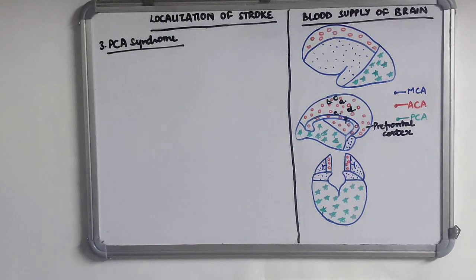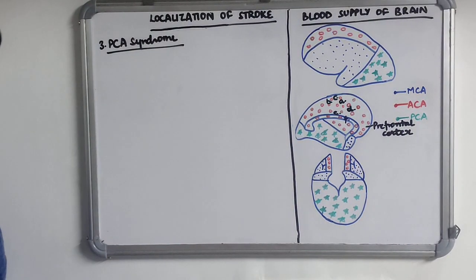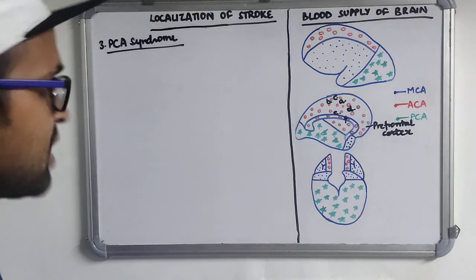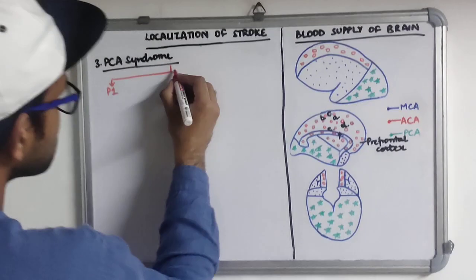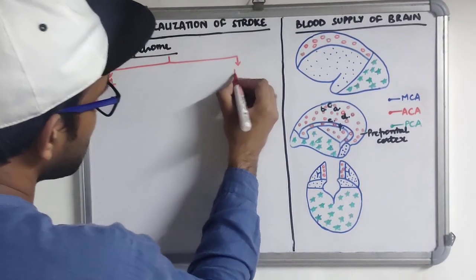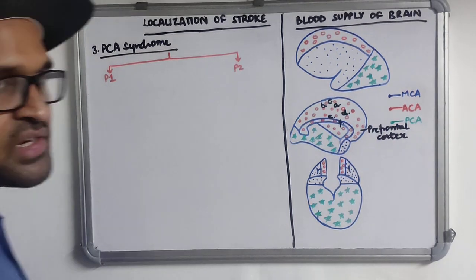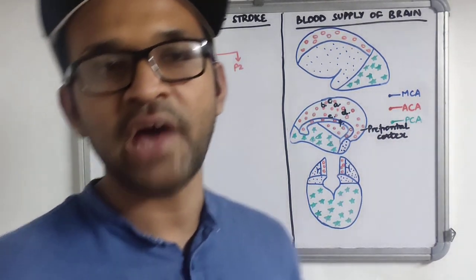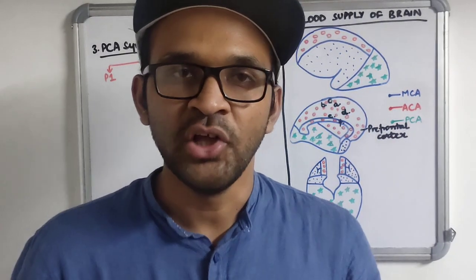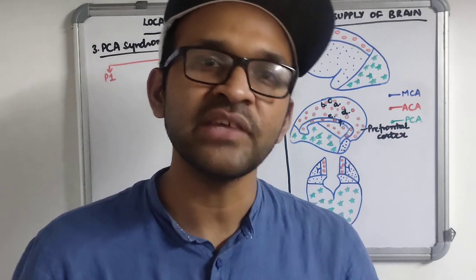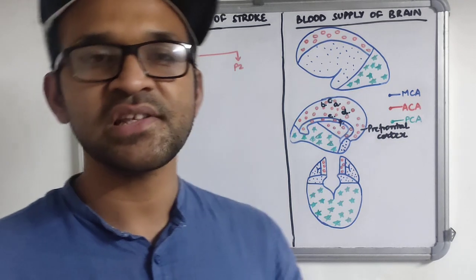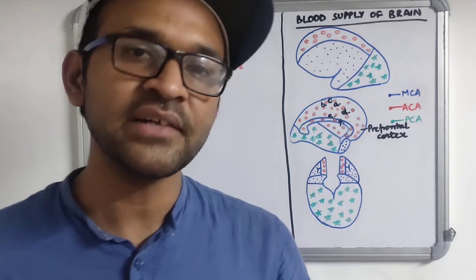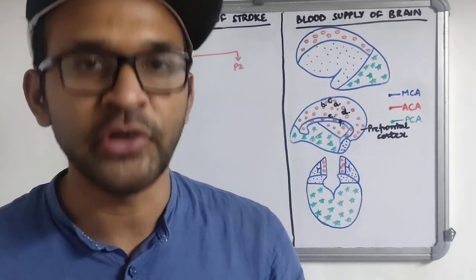Now we'll discuss the posterior cerebral artery syndrome. For that we need to know about the two parts of the posterior cerebral artery, the P1 segment and the P2 segment. The posterior cerebral artery arises from the bifurcation of the basilar artery. This is usually seen in 75% of cases. In 20% of cases, the posterior cerebral artery arises from the internal carotid artery via the posterior communicating artery.